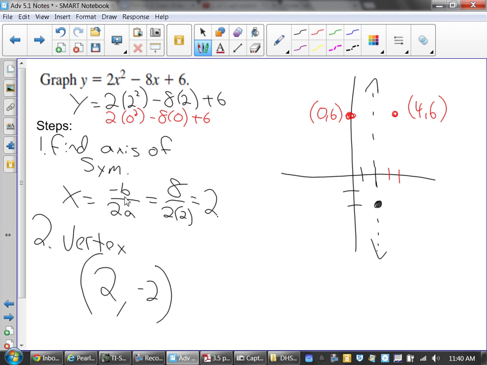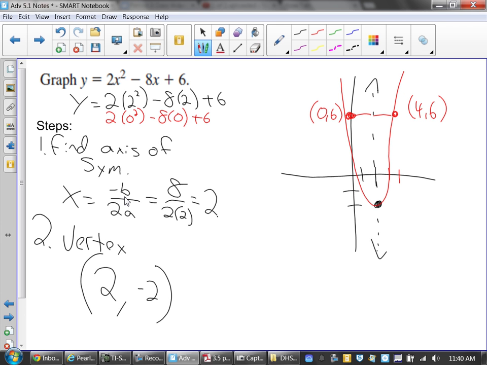Yes, ma'am? So the whole point of this is just to get a general sketch of it, not to find zeros or anything? Correct, because we're not finding zeros specifically with this method. Okay? How far away is that? Oh, right. And then this would be the same amount on the other side. So I know it's going to look like that.